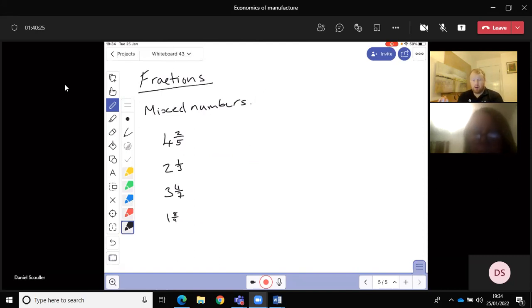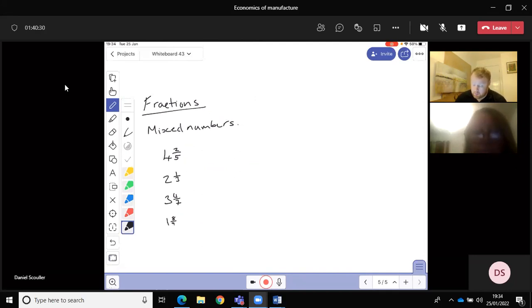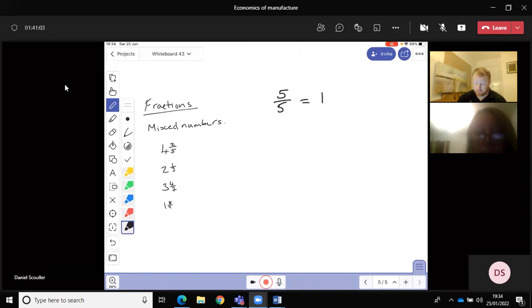So we know a whole number can be displayed as a fraction. If we say we have a fraction, say 5 over 5, the numerator and the denominator are the same. We can write that as the number 1. It's just 5 divided by 5. How many 5s go into the number 5? 1. So a whole number can be written as the number divided by the same number, if that makes sense. So whole numbers can be written like that.